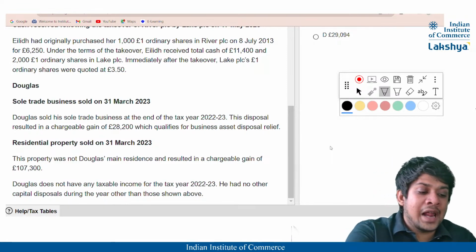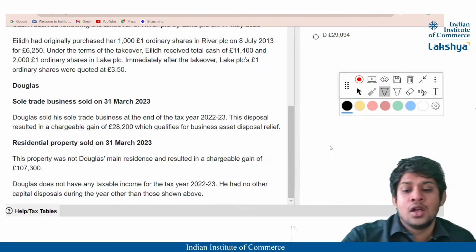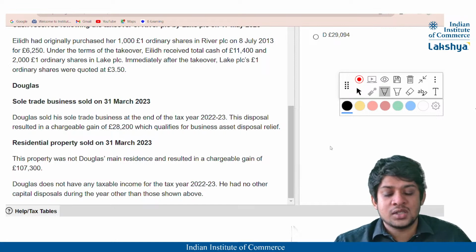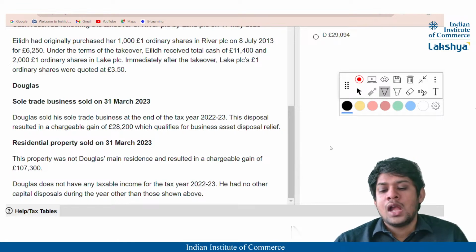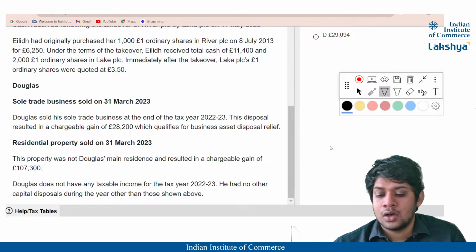Always remember, guys, your annual exempt amount shall be deducted from your residential property first because they are chargeable at a higher rate, right? They are chargeable at 18 and 28% depending on the taxable income of that taxpayer. So till 37,700, it will be chargeable at 18%, and if it is above 37,700, then it will be chargeable at 28%. Okay.